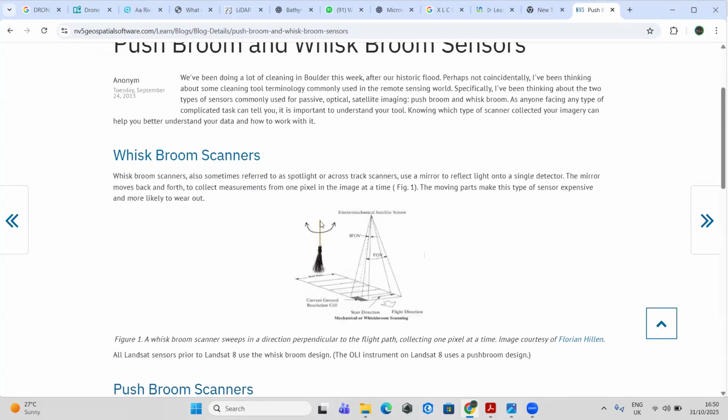So, we used this for dusting, right? We move it like this. So if the satellite records like this, just below its nose, and records the area like this, that is called a whisk broom scanner.